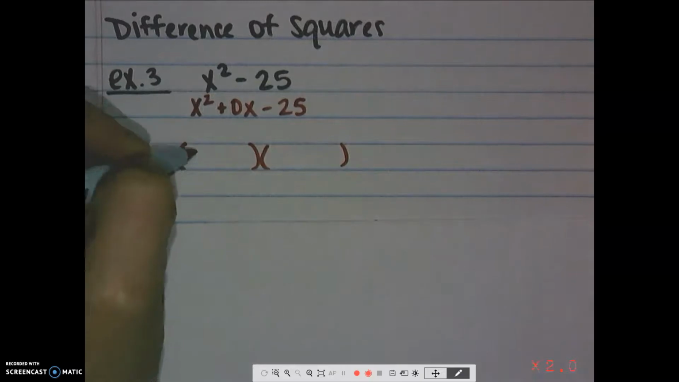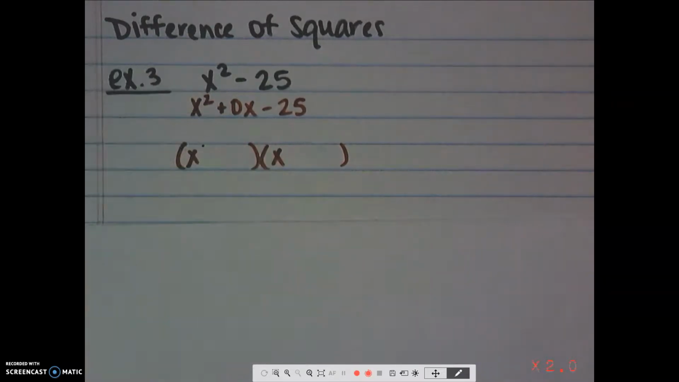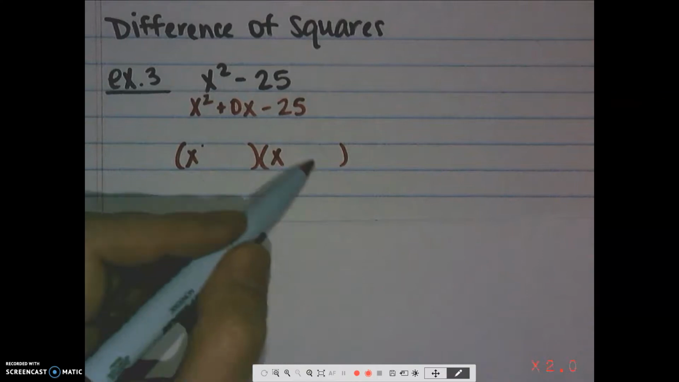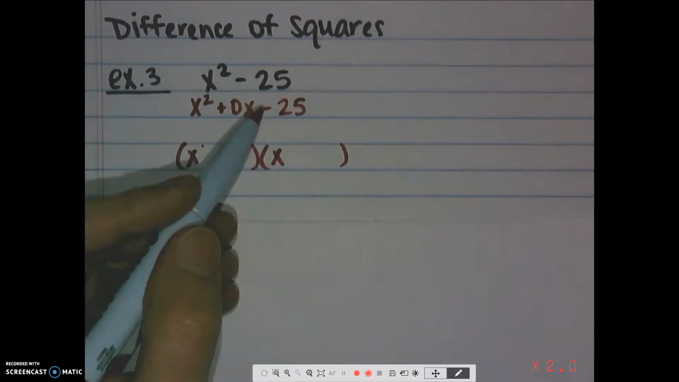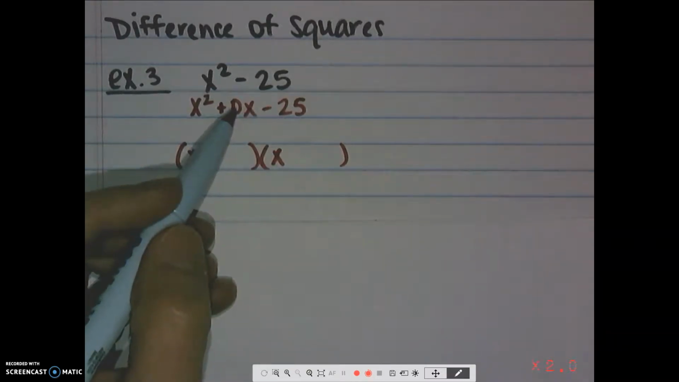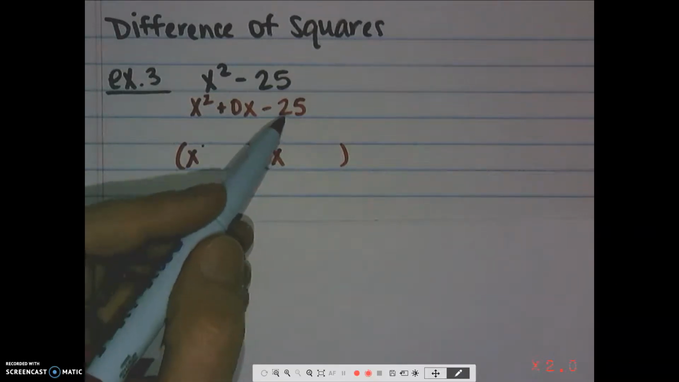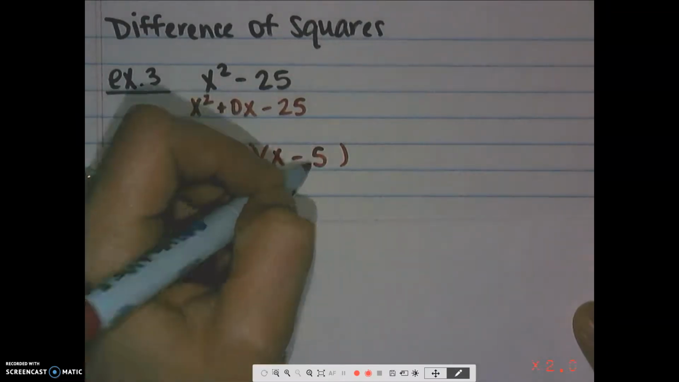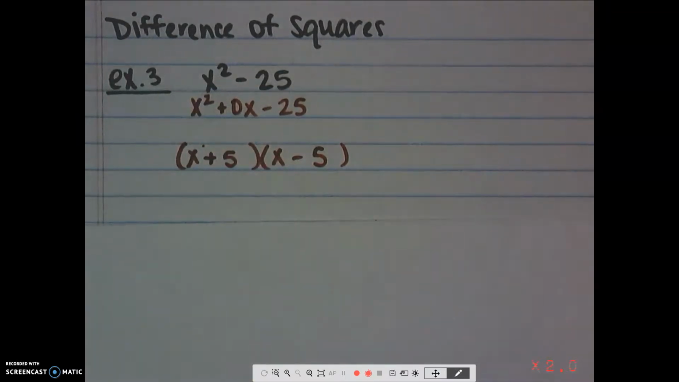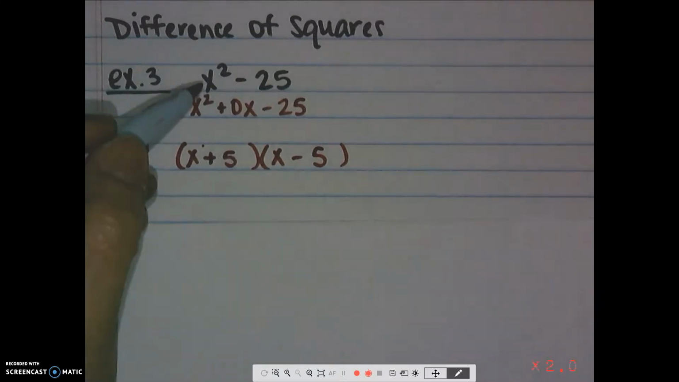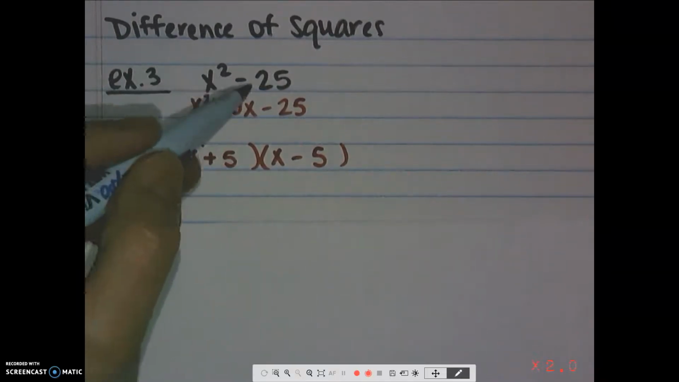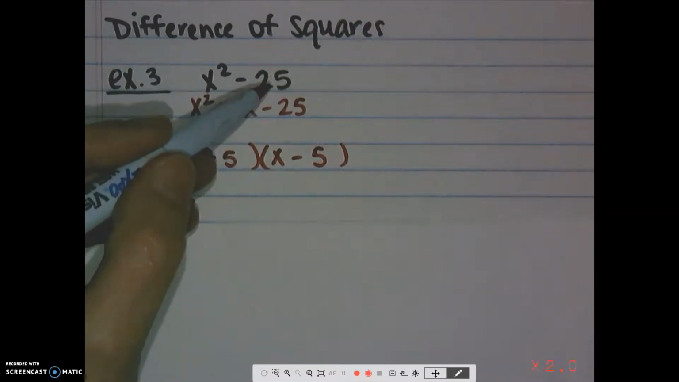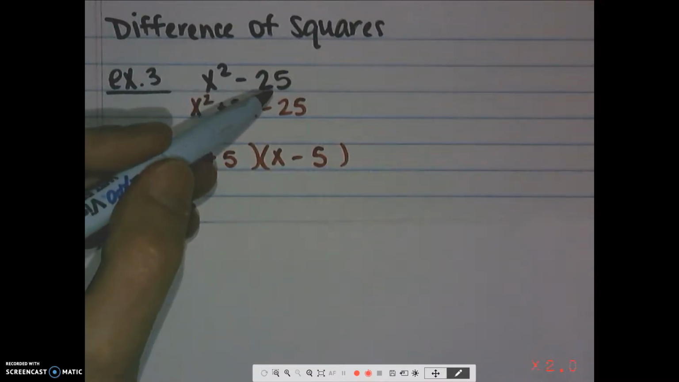The first two spaces have to give us x squared, so it's going to be x times x. The back two spaces need to give us a negative 25, and they have to add together to give us 0. Two numbers that multiply to give us negative 25 and add to give us 0. Well, that's going to happen if we have a positive 5 and a negative 5. So it's the difference of squares because something is being squared, in this case it's x, there's a subtraction sign, which is difference, and then 25 can be written as 5 squared.